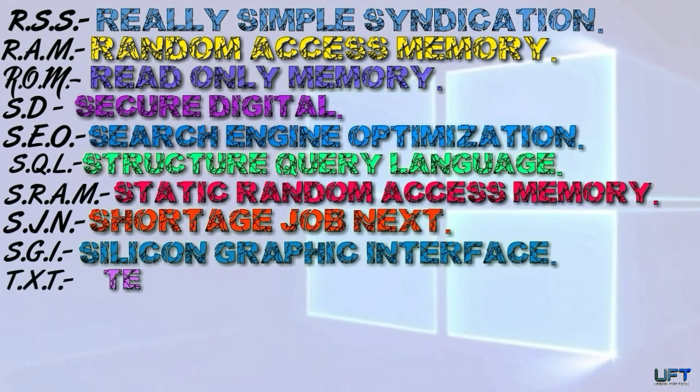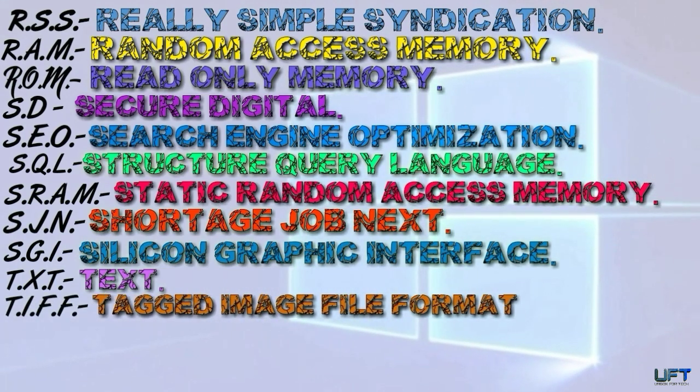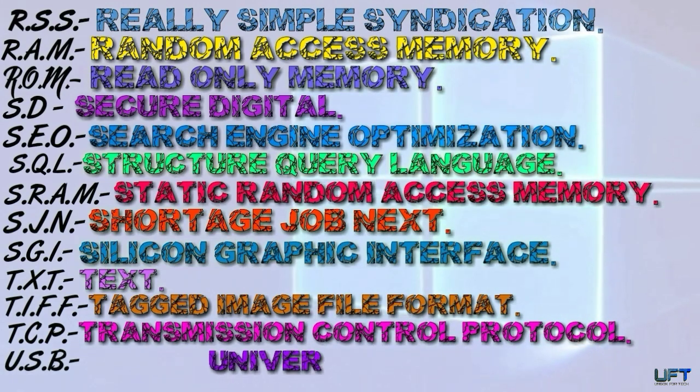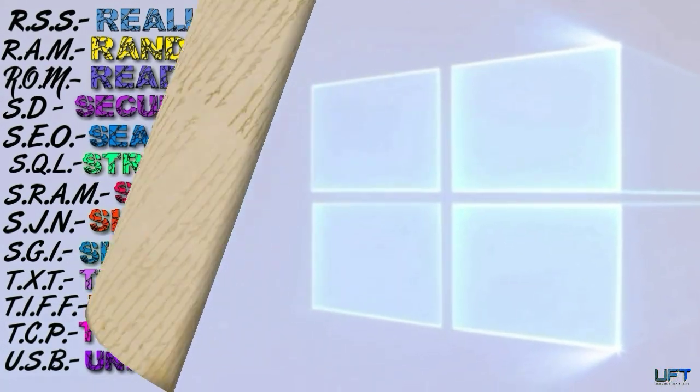TXT stands for Text. TIFF stands for Tagged Image File Format. TCP stands for Transmission Control Protocol. USB stands for Universal Serial Bus. So let's go on 14th page.